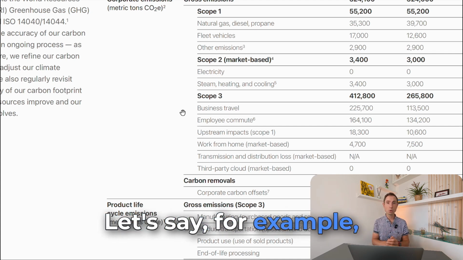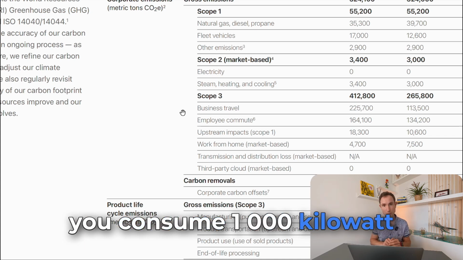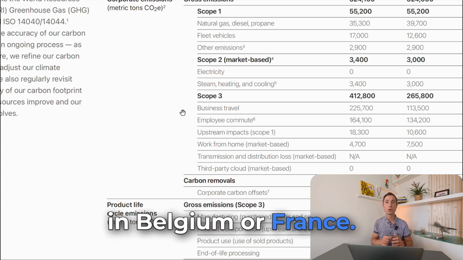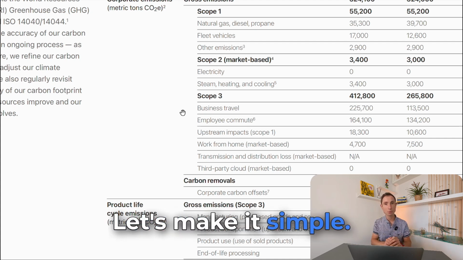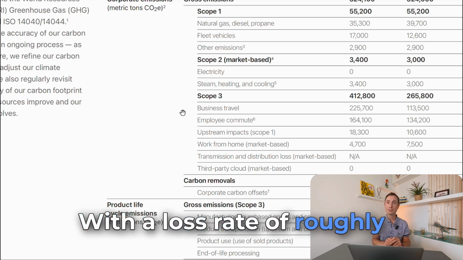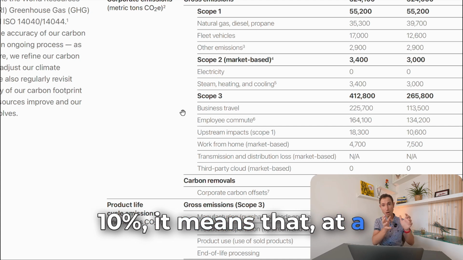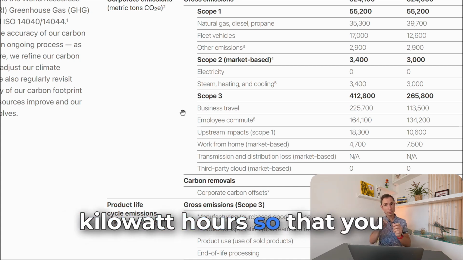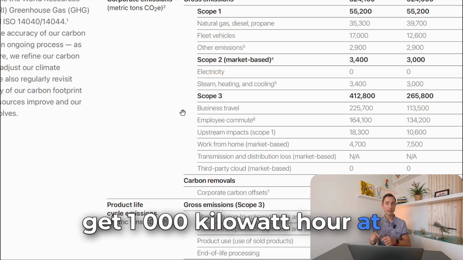Let's say, for example, you consume 1000 kilowatt hours at your place, and you are living in Belgium or France, so let's make it simple, with a loss rate of roughly 10%. It means that at a power station, the energy supplier had to produce 1100 kilowatt hours so that you get 1000 kilowatt hours at your home.